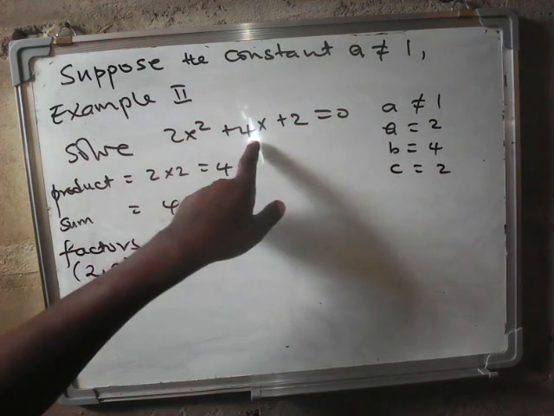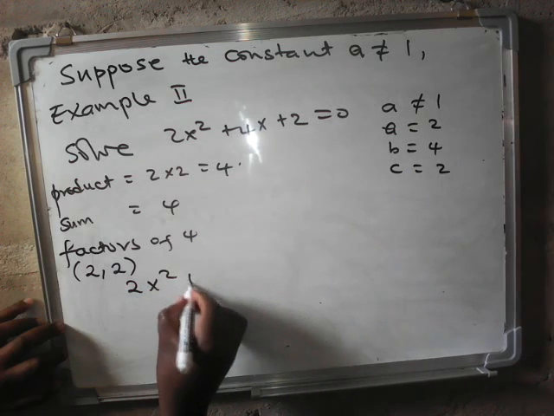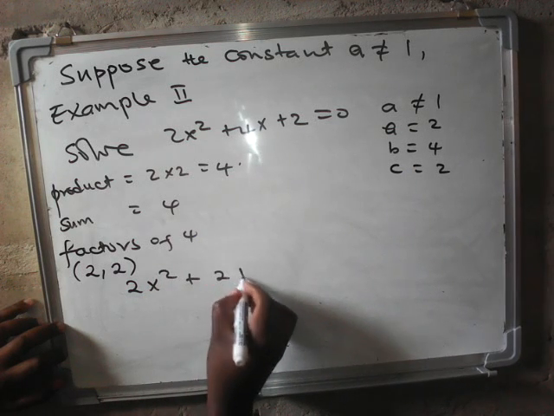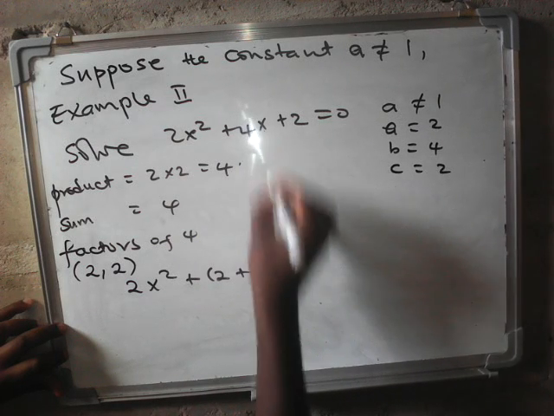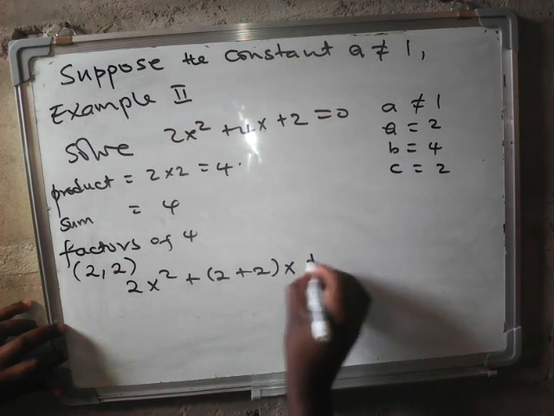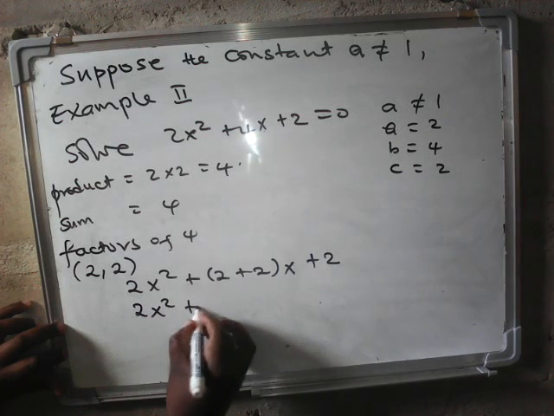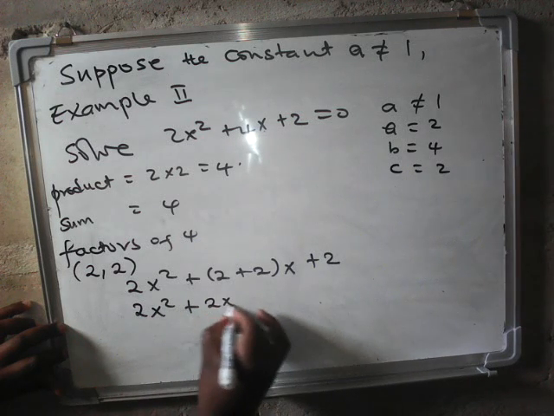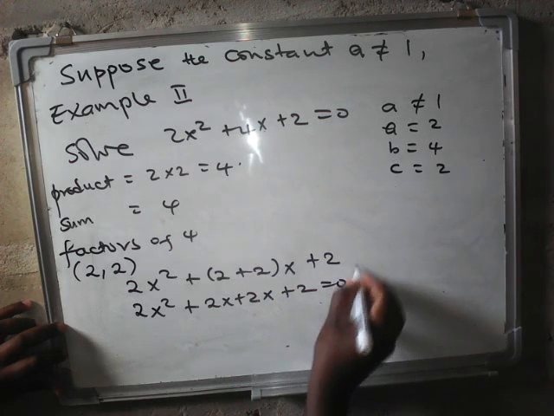We split this middle term, which is the same as 2x squared plus 2x, plus 2x, then plus 2 equal to 0. Do you see this x? You place them there, then plus 2.